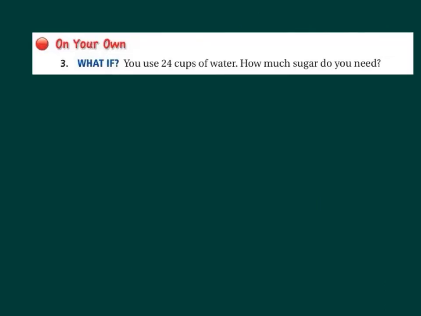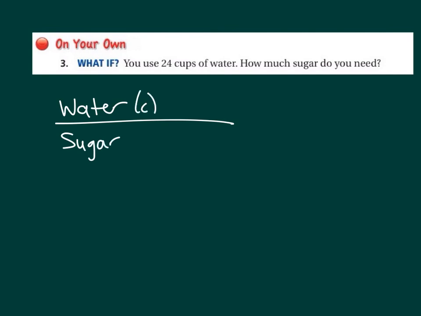For this on your own, the what-if is going off of that last hummingbird feeder example we just did. So when it says, what if you use 24 cups of water, you're sticking with that original ratio of water to sugar being 4 to 1. So you can just add on to that table that we just did, or you can create a new quick little table here, and then this time you're trying to find out the amount of sugar you would need if you had 24 cups of water. So give that a try, and then you can check the answer in a minute.